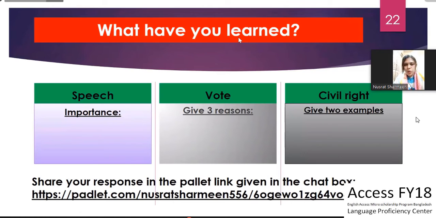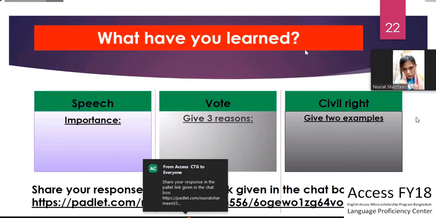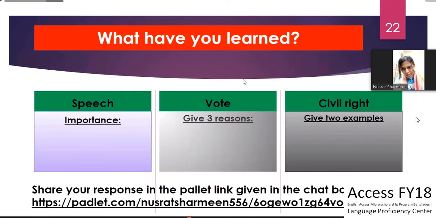Okay. So you have a Padlet link in your chat box: importance of freedom of speech. Do you feel it is important? Write your feedback and vote. Give 3 reasons. Civil rights: give the importance of civil rights. Give 2 examples. Here is your link in the chat box. Just click on that and you will find some feedback here.